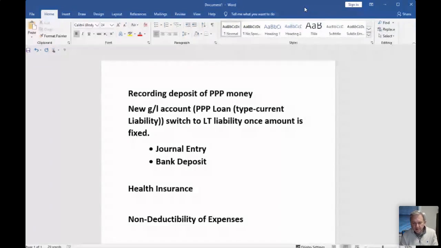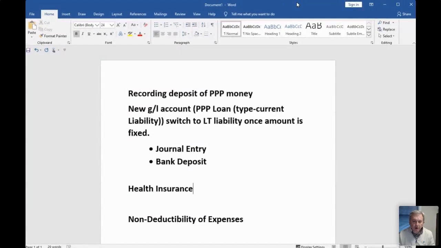For 2020, or at least this 8-week period, health insurance premiums for not just your employees, but you as the owner should be included in the amount that's forgiven. So when you send the information to the bank requesting forgiveness of part of the loan, the amounts paid for health insurance for you and your family that are paid by the company should be included in that calculation. So they should also be forgiven.